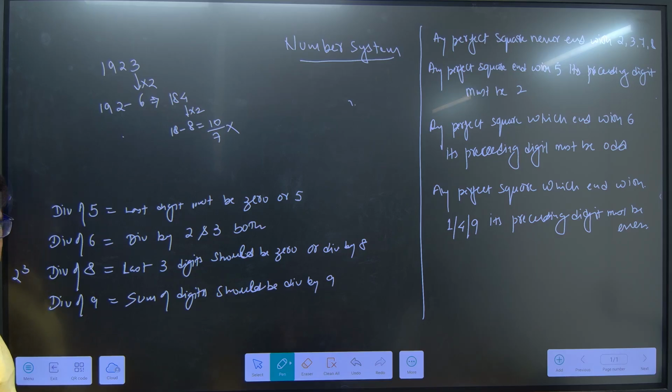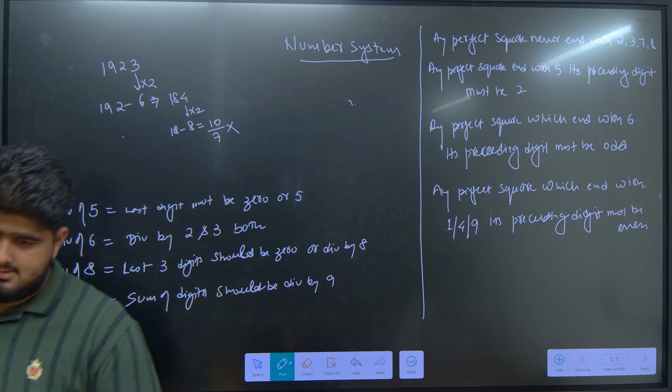4 digit, 5 digit, 6 digit, you can do it. They don't ask you divisibility. Sometimes they do ask a little bit of the divisibility concept. Direct question you won't get.